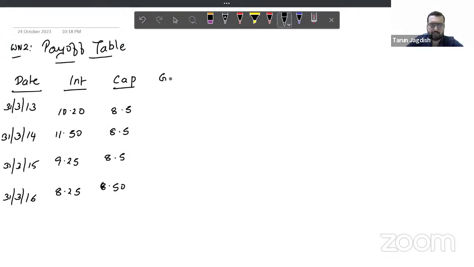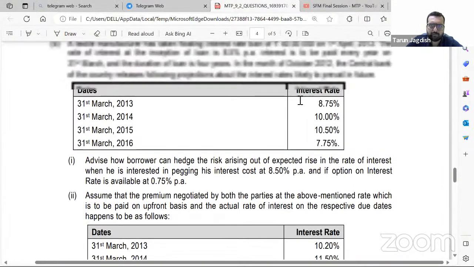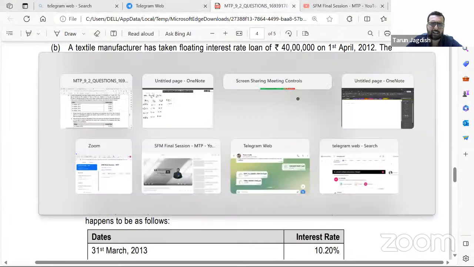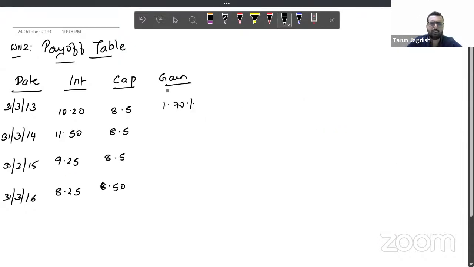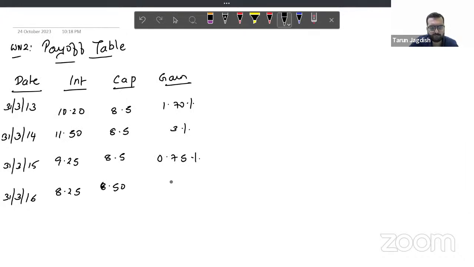Okay. If this is the case, in the first case, 10.2 is the rate. He has to pay only 8.5. His gain will turn out to be 1.7%. All right. What is the total amount of borrowing that he has done? 40 lakhs. We don't need to actually consider that. We'll just do it on a percentage basis. 11.5 minus 8.5 will be how much? 3%, 0.75%. In the last case, there is no gain. I'll take the gain as 0%.